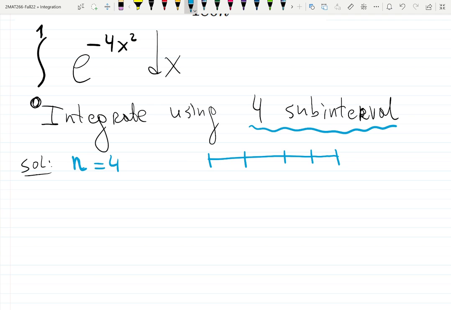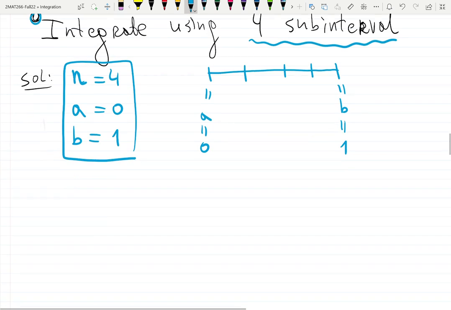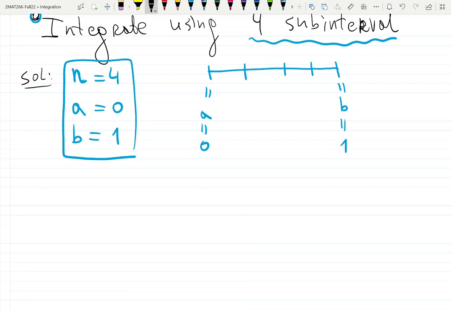Then, what is your A and B? A and B are the beginning and end of the interval. Yes, 0 and 1, good job. So we have starting point 0, end point 1. This is what I see just from looking at the integral from 0 to 1, and then I was told to use 4 subintervals, but some people choose their own.